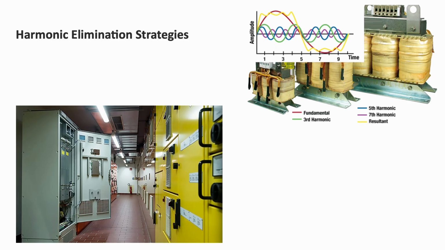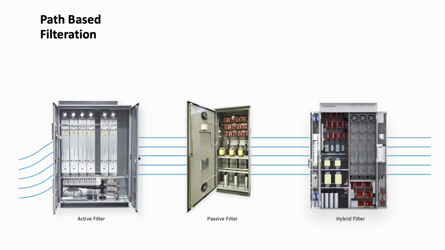So now let's finally discuss how to eliminate or reduce harmonics. When we talk about filtration or elimination of harmonics from the system, we talk about two types of filtration. One is path-based filtration, second is source-based filtration. In path-based filtration, we provide a separate low impedance path for harmonic current to flow, so they don't circulate through the main power lines or sensitive equipment. This is done by using various filters which can be either passive or active.